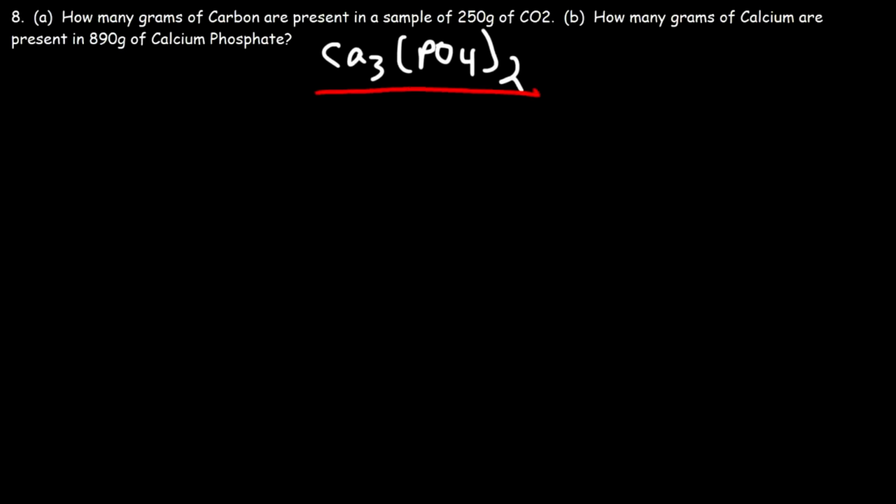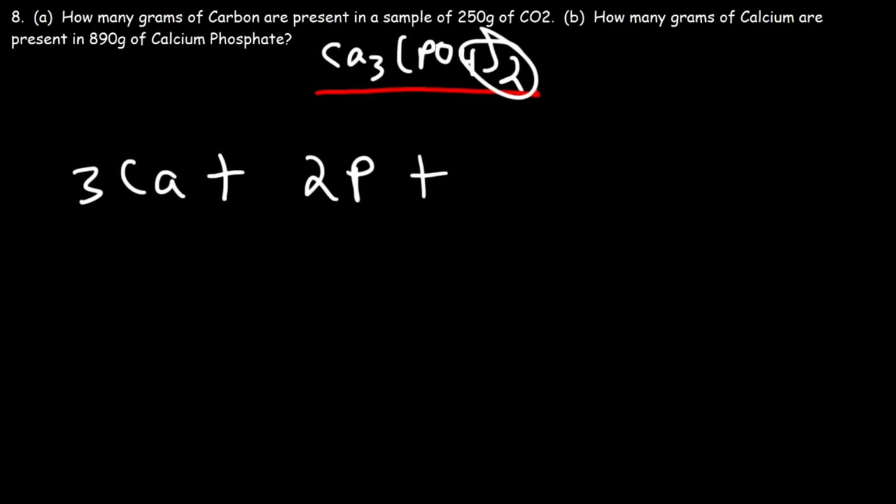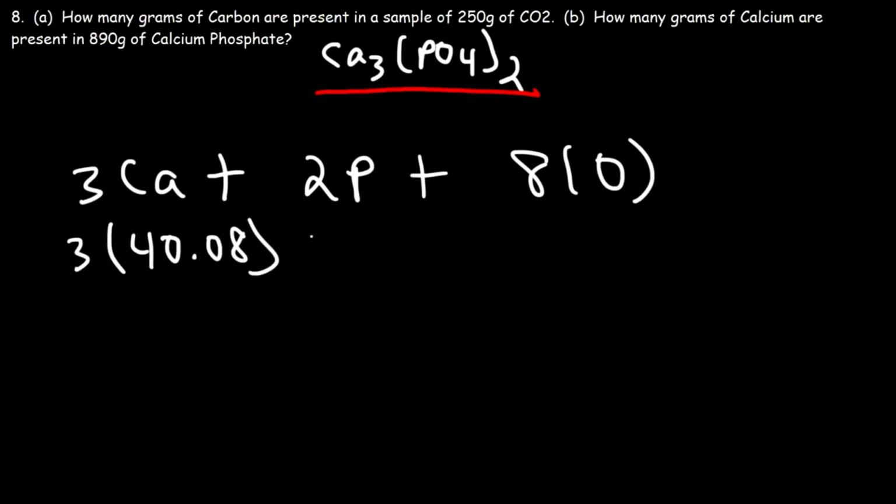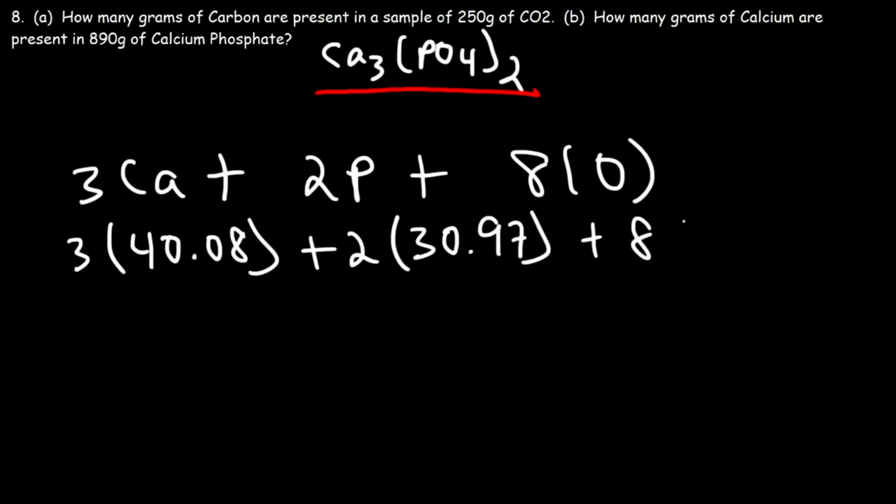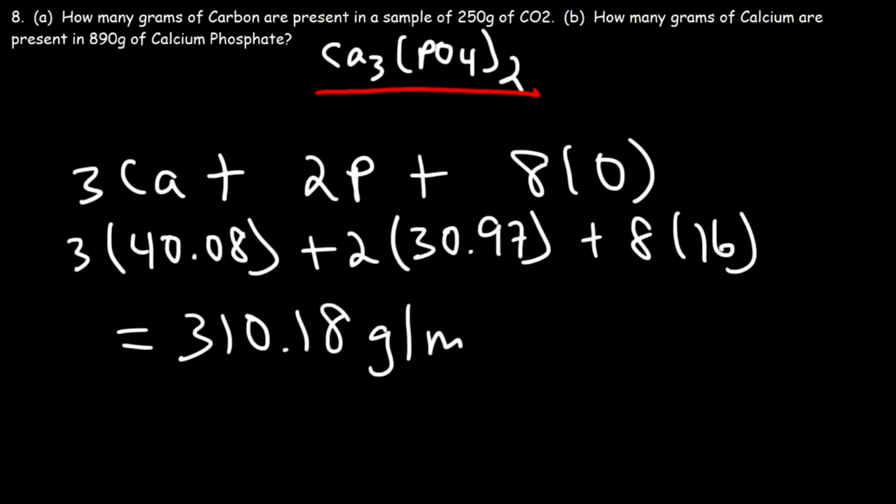Now the first thing we need to do is calculate the molar mass of calcium phosphate. So we have 3 calcium atoms, 2 phosphorus atoms, and 4 times 2, which is 8, so that's 8 oxygen atoms. Now, the atomic mass of calcium is 40.08, for phosphorus it's 30.97, and for oxygen it's 16. So this is going to give us a total of 310.18 grams per mole.